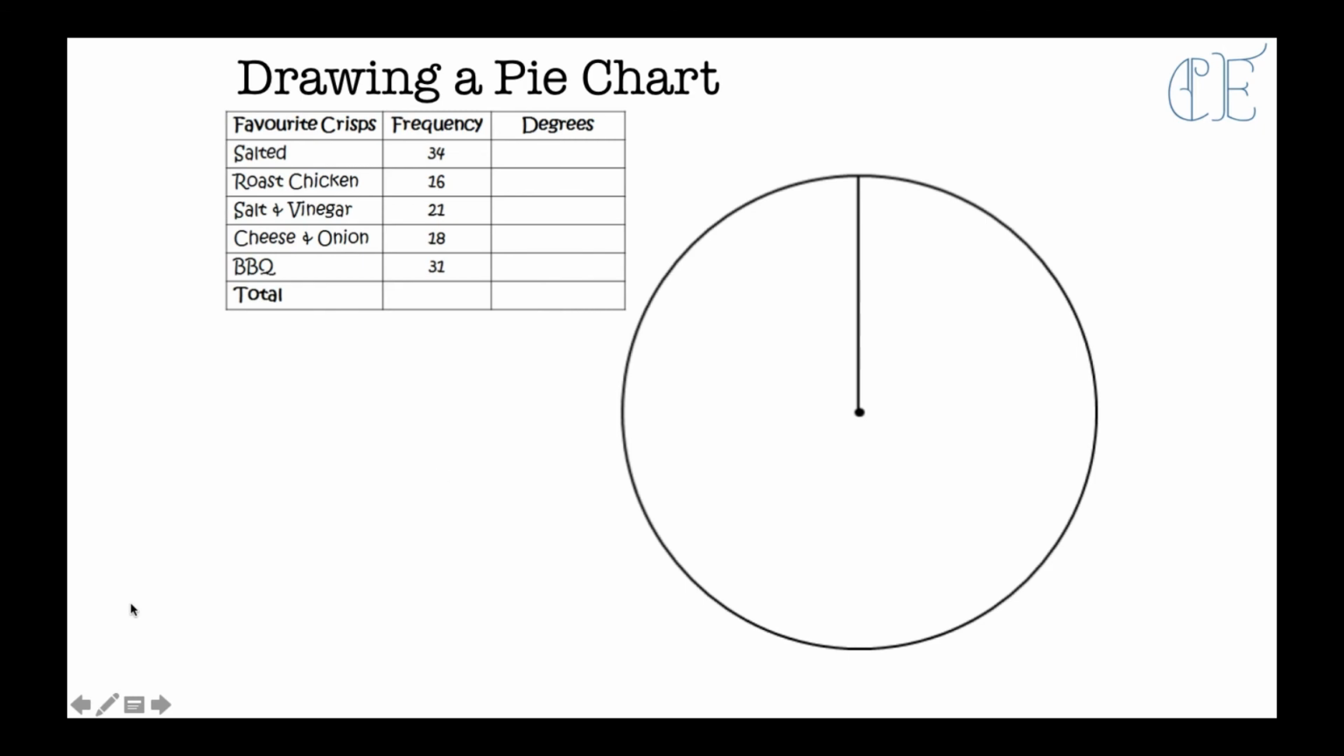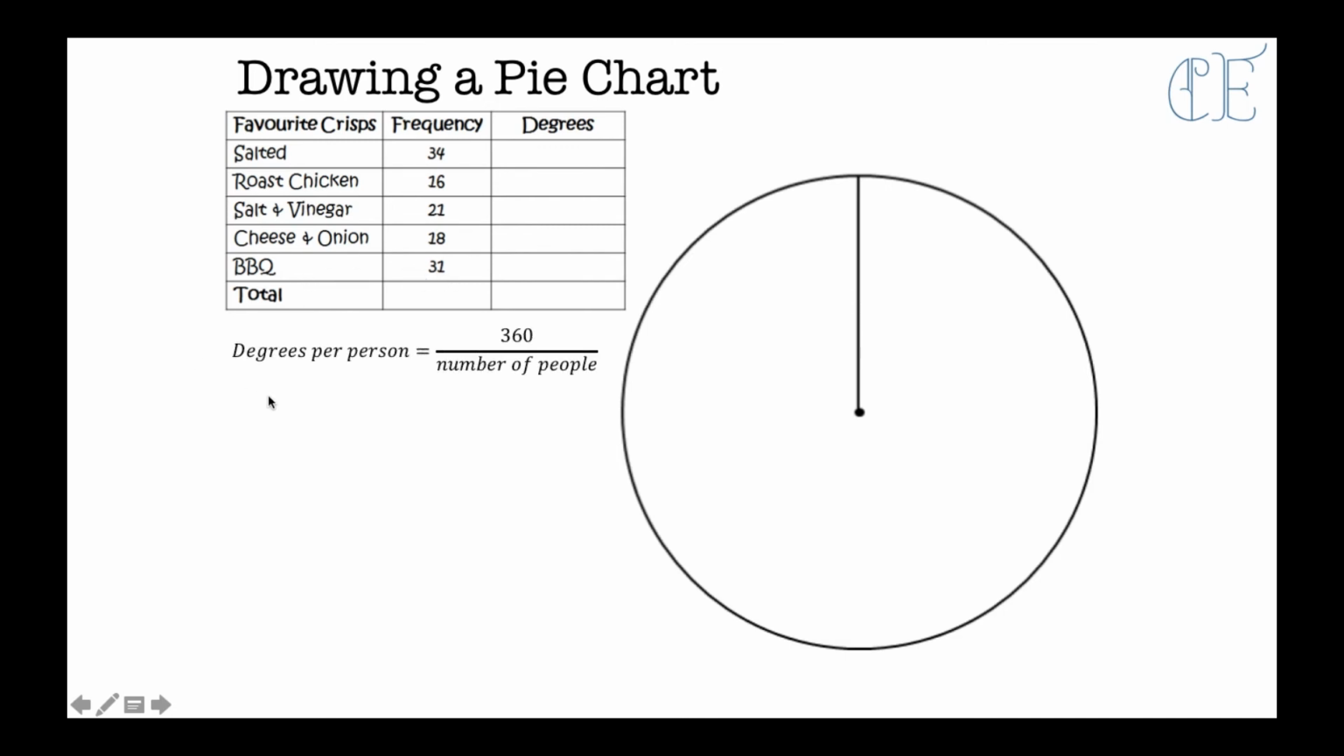So let's have a look at drawing this pie chart then. Drawing a pie chart, you've got favourite crisps, the frequency, which is how many people chose, and how many degrees it will be. So 34 people chose salted, 16 people chose roast chicken, 21 people chose salt and vinegar, and 18 people chose cheese and onion. And 31 people chose barbecue.